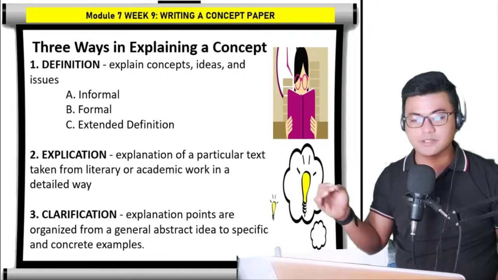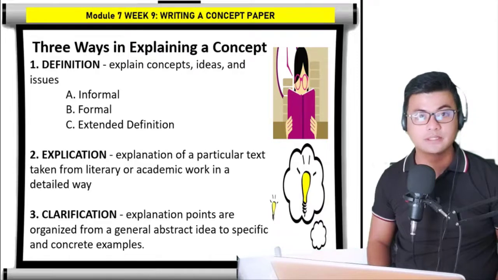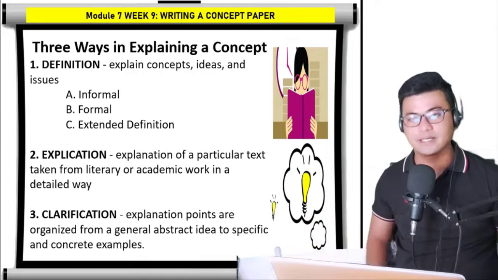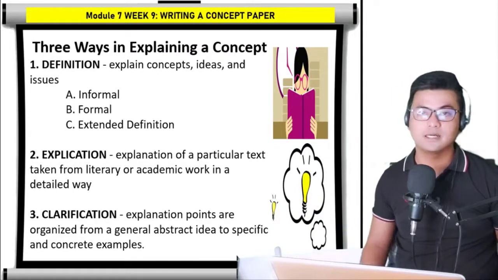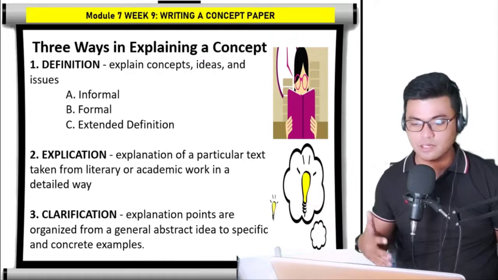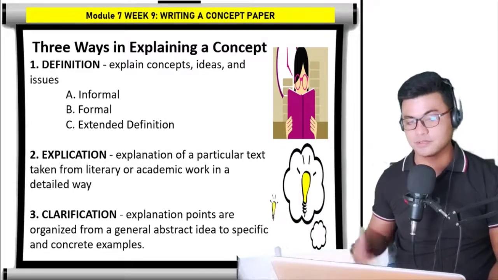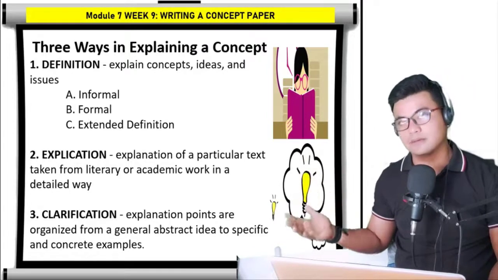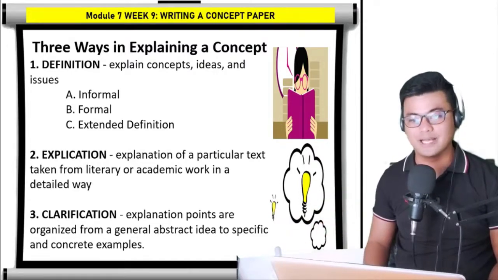Number 2, explication. Explanation of a particular text taken from literary or academic work in a detailed way. So, that's explication. Alam ka, sabi ng expert, sabi niya, ganito, ganyan. Okay? So, the author says, the researcher says, mga ganon. Okay? And then, clarification, explanation points are organized from a general abstract idea to specific and concrete examples. Kaya kina-clarify. From the abstract na tingin mo pa lang. Okay. At pagdating sa clarification, okay na. Okay, ito na nga yan.